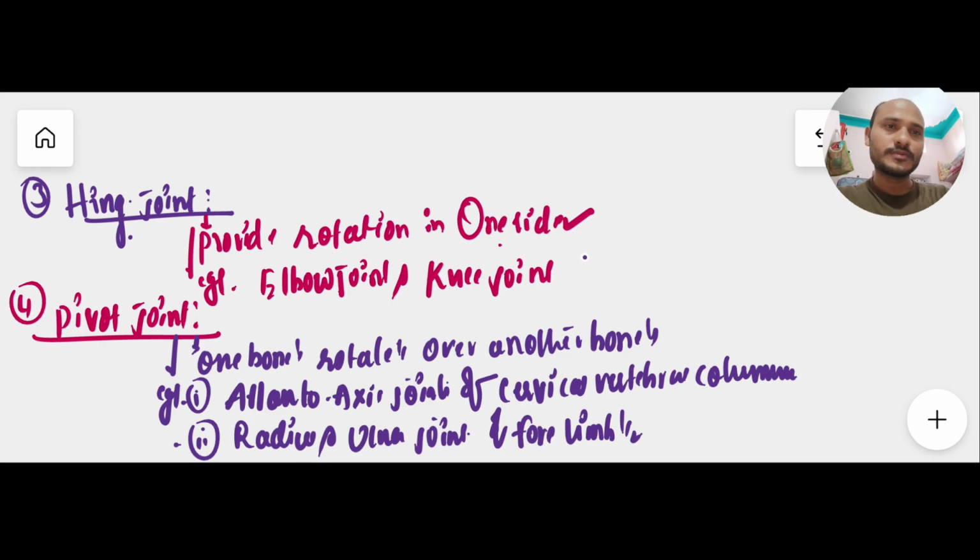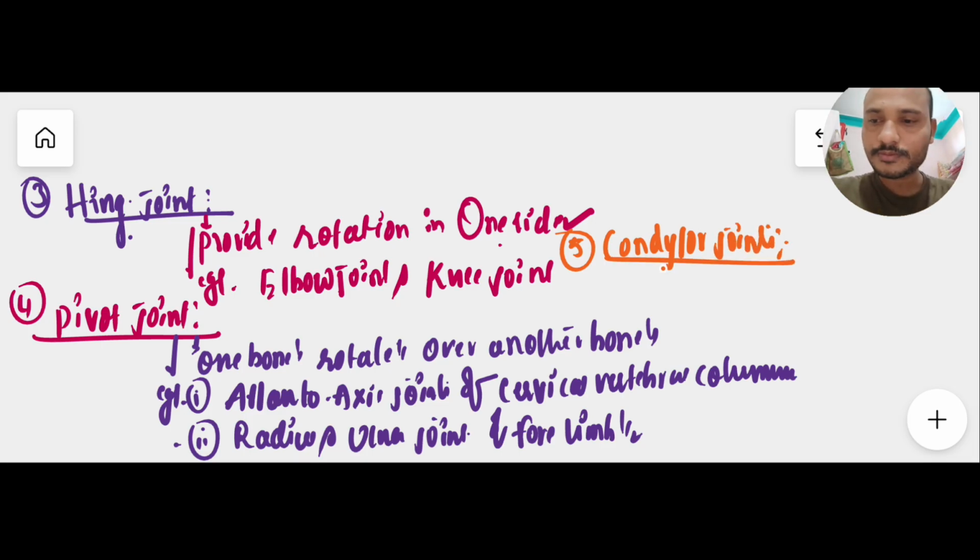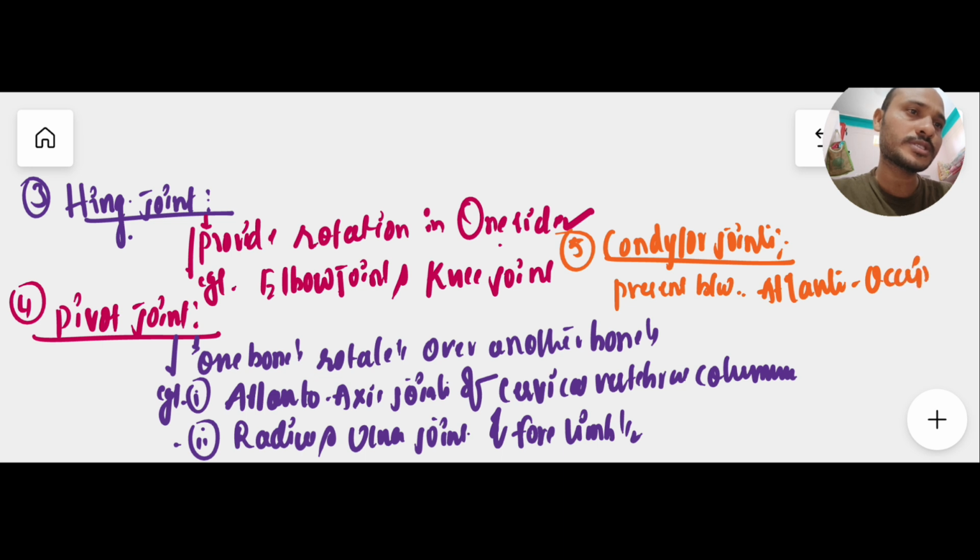Now we move on to the fifth one. Here I am writing the fifth one. That is the condylar joint. This condylar joint is present between the atlanto-occipital bones, that is, between the atlas, the first cervical vertebral bone, and the occipital bone. Here the occipital bone is a part of the cranial bone. So between atlas and occipital bones, we have seen this condylar joint.